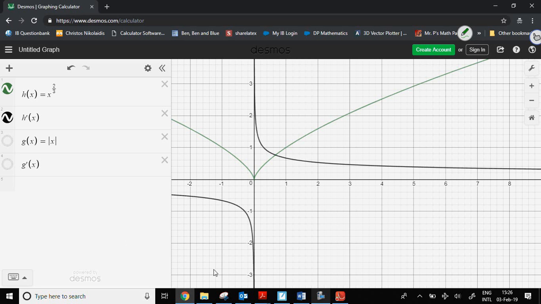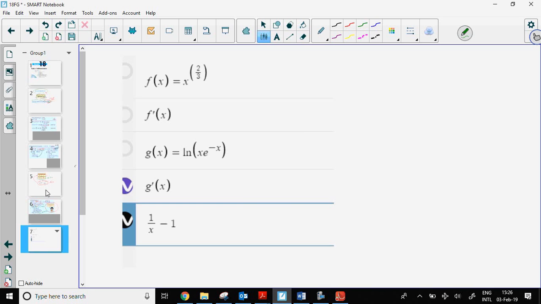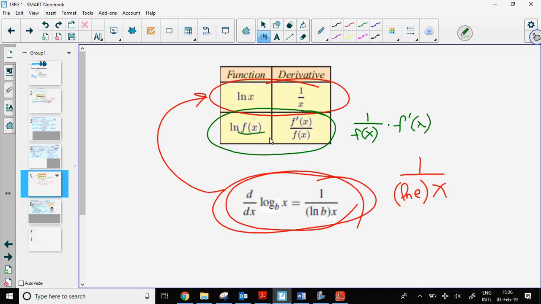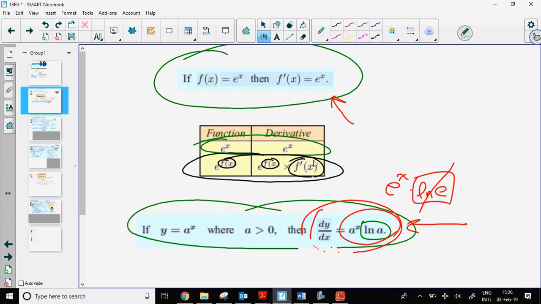Anyway, the main point of this video was to get used to the formulas for logarithmic functions as well as exponential functions, and just to remind you to watch out for the chain rule. Chain rule! Anyway, that's the end.